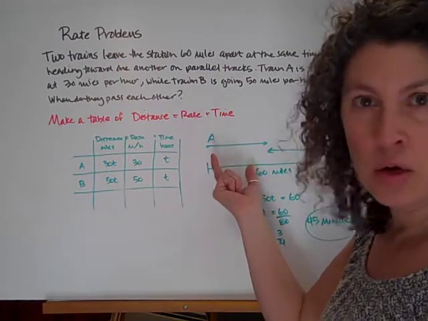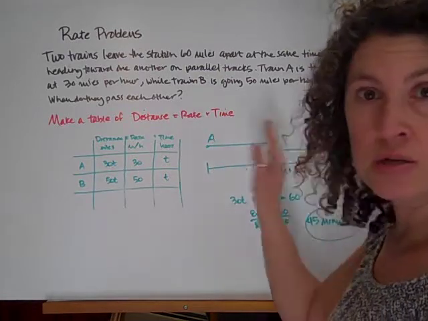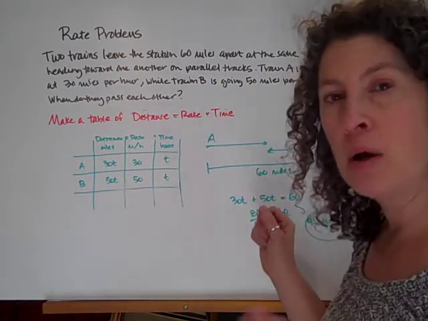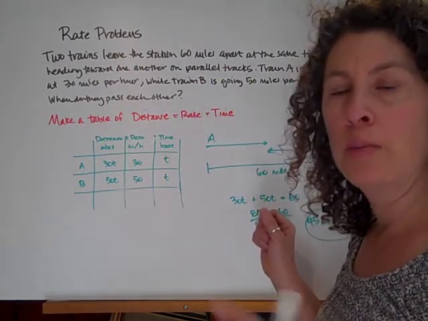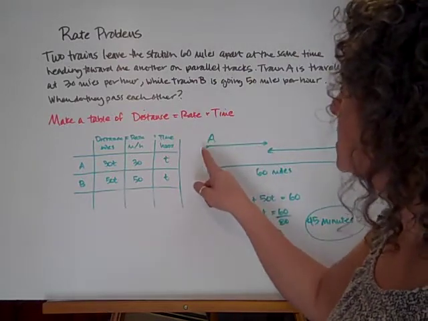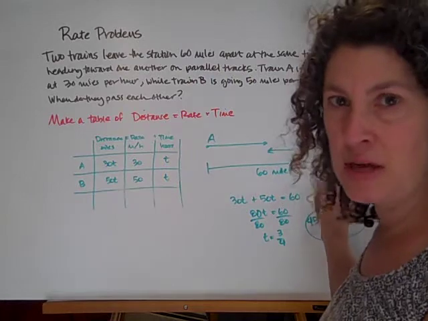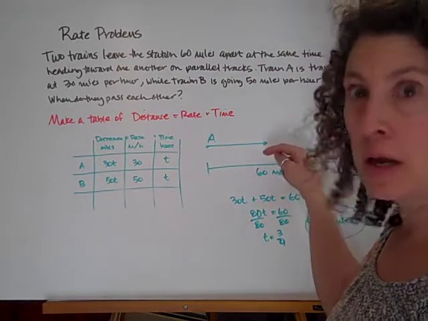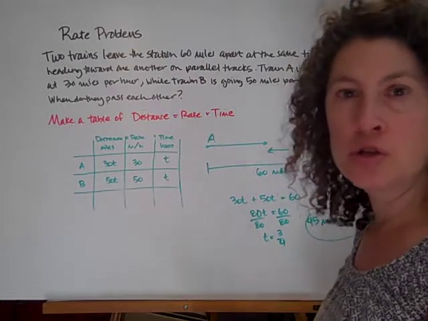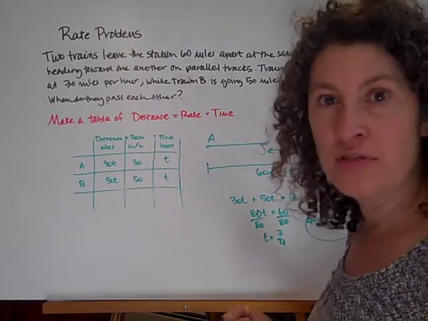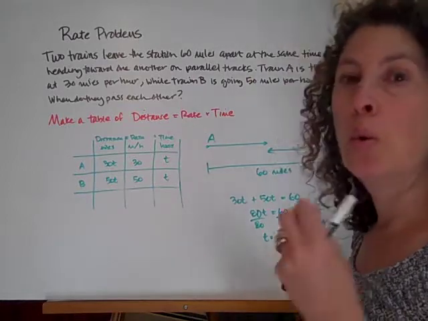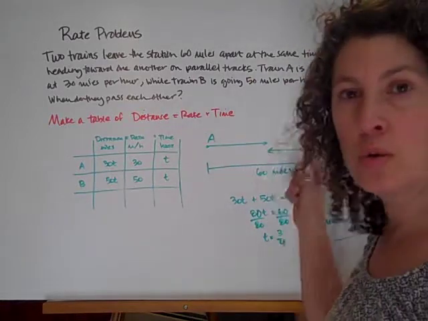Notice A is not going to go the full 60 miles, and neither is B, because they're going to meet somewhere in the middle. What I also want to think about is the time. How does the time compare for each of these trains? Notice they're leaving the stations at the same time, and they're meeting at the same time. Which means if I had a stopwatch going, I could start it when they left the stations at the same time, and stop it when they met. So their times are going to be the same.